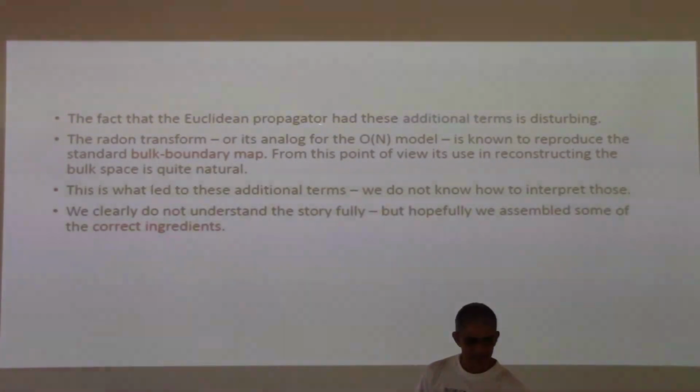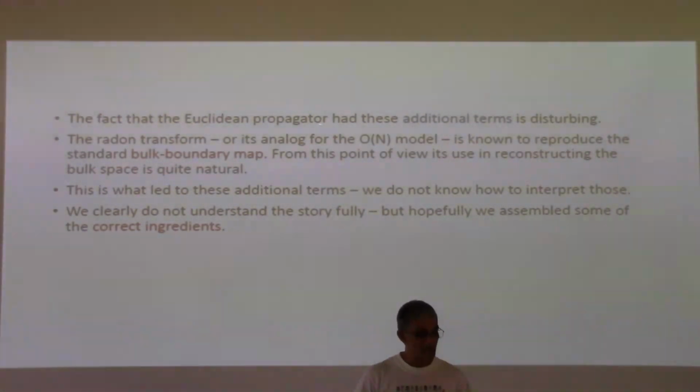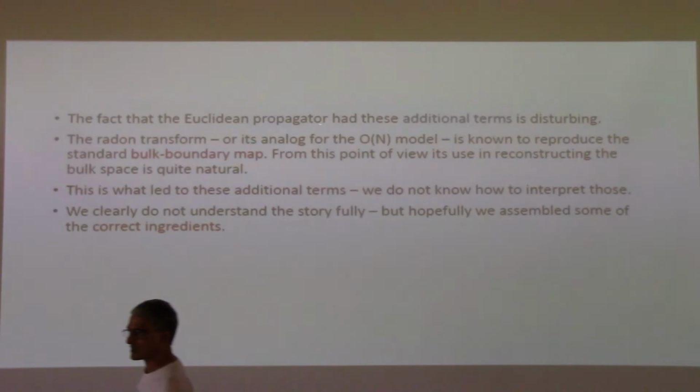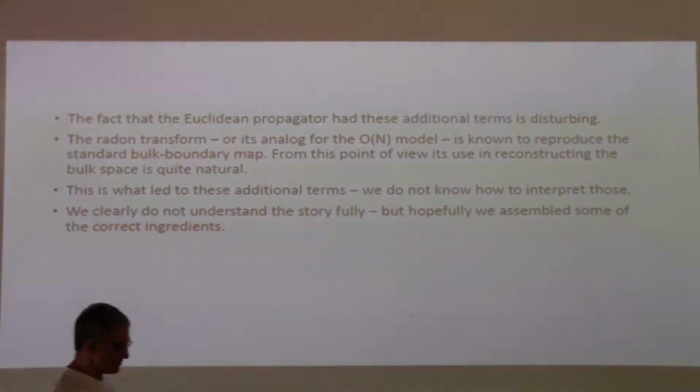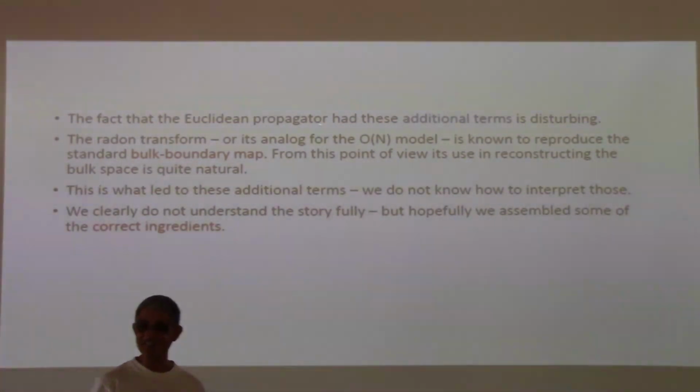So let me finish by saying that at least I am very disturbed that the Euclidean propagator has this additional term, and I don't understand where it comes from. Very different from the c equal to 1 matrix model where we knew the dual to begin with. Here we don't know what the dual is. We are trying to find what the dual is.